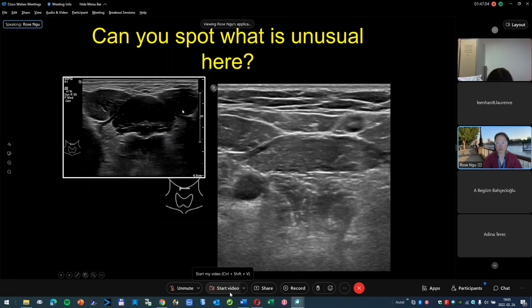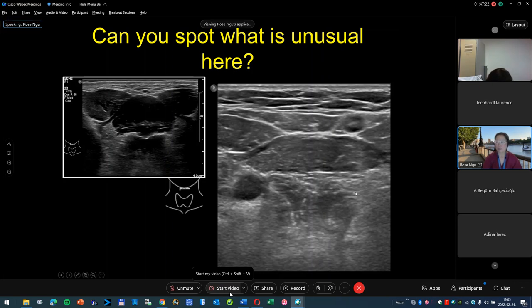So this is the normal ultrasound picture. And this is something that you may see. So look at this. Can you see what is abnormal? What is staring out at you? That is not on this one. I'll give you a second to have a look.